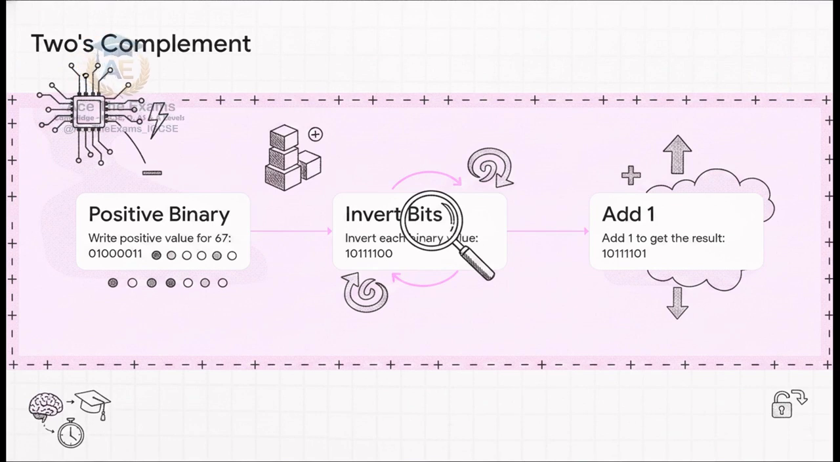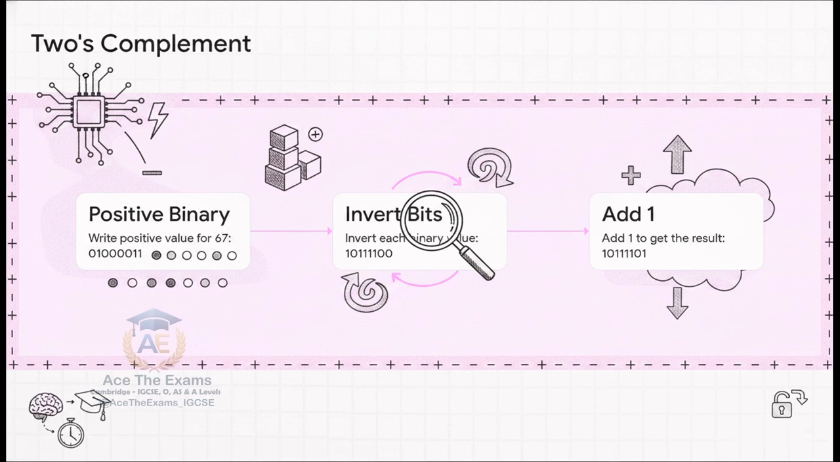Let's look at the step-by-step mathematical process to convert a positive denary number, like 67, into a negative 2's complement binary format. First, you write out the positive binary value. 64 plus 2 plus 1 gives us 01000011. Step 2. Invert every single bit. Every 0 becomes a 1, and every 1 becomes a 0. That gives us 10111100. Finally, step 3, simply add 1 to that inverted number. Our result is 10111101.